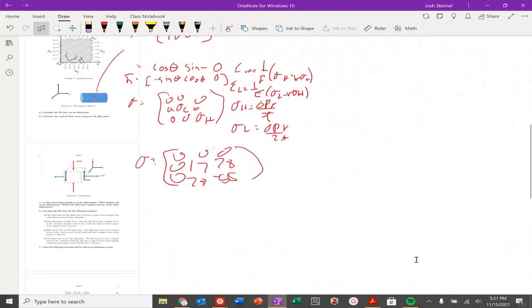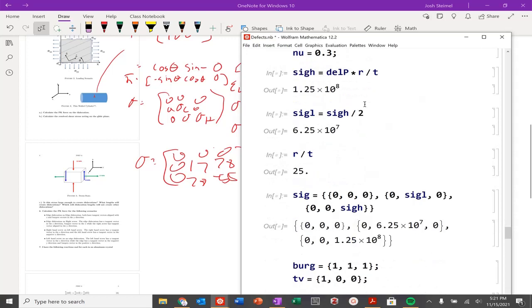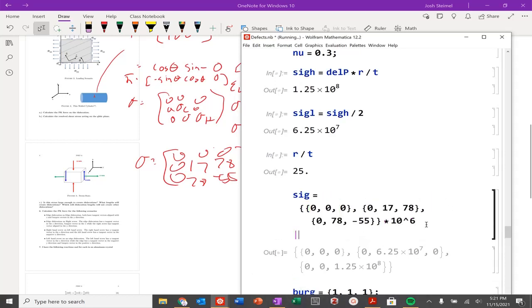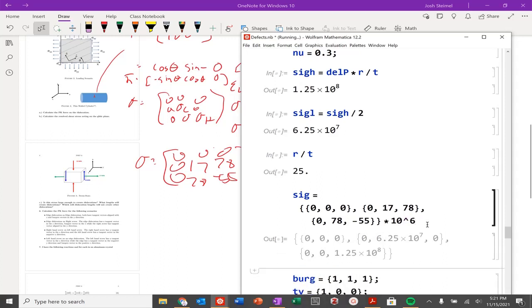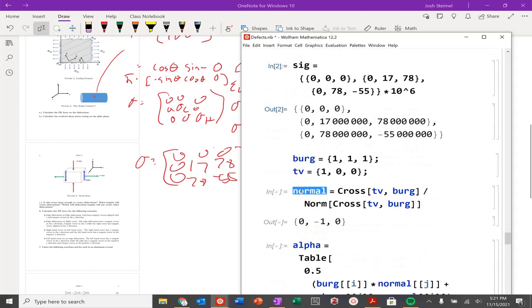So let's zoom out a little bit. My sigma is equal to 0, 0, 0; 0, 17, 78; 0, 78, minus 55, times 10 to the 6. So that's my sigma. My Burgers vector is such, my normal is this, the normal is 1, 0, 0, so we can actually solve this now.